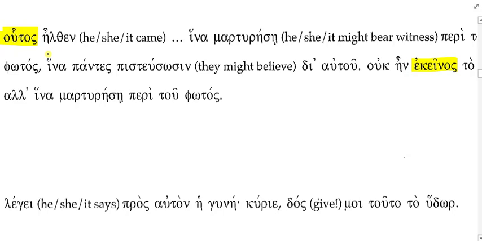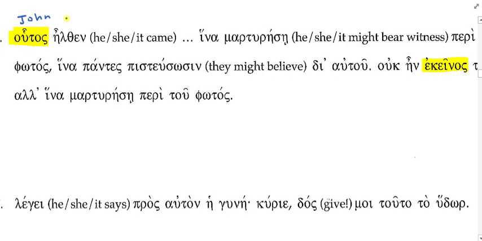But here we are talking about John, right? This is John the Baptist. So hutos elthen. How might you hear that translated in the English text? He came. Okay? But it is the demonstrative that's what? Near or far? Near. So it's a demonstrative pronoun. You could translate that as this one came, right? This one came.